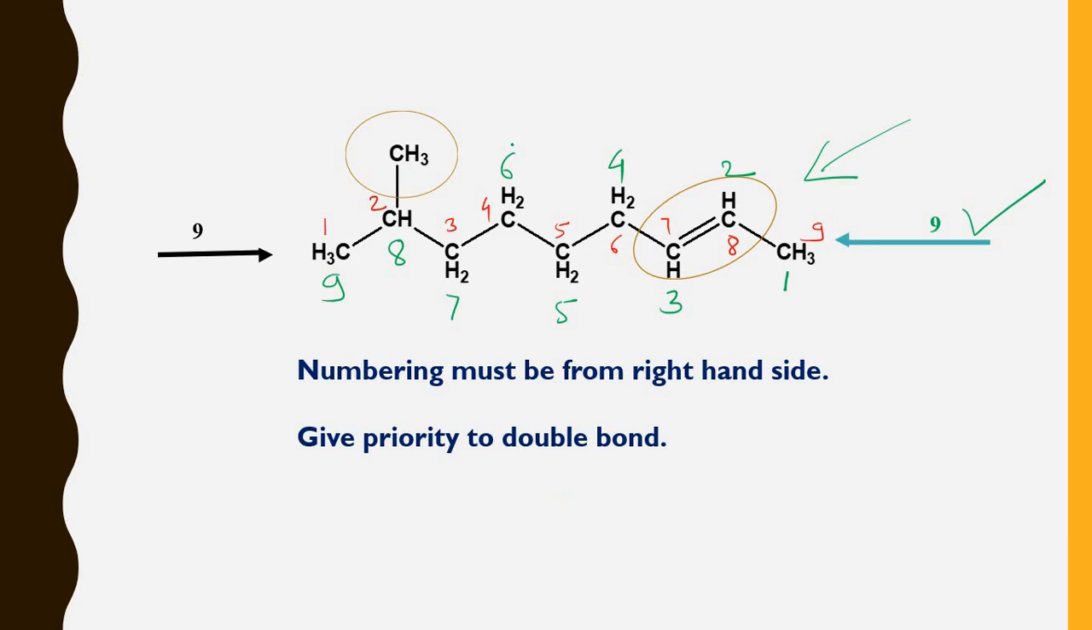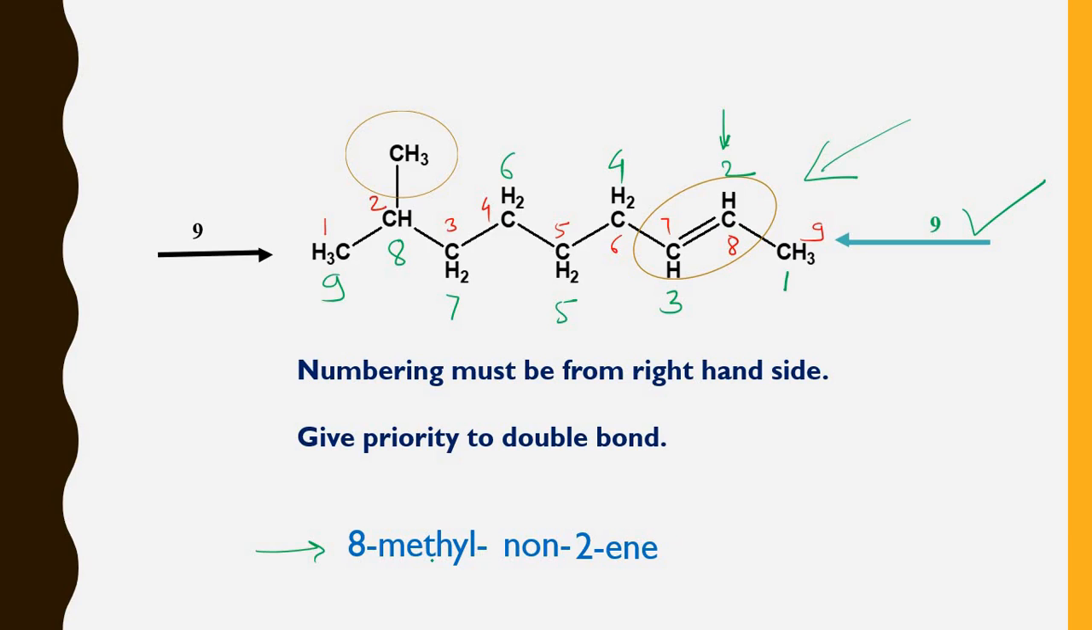So what is the name of the compound? This is the 8th position of this methyl group. That's why it is 8-methyl, and there are 9 carbon atoms, therefore it is non, and the position of the double bond is the 2nd position, that's why 2-ene. The name of the compound is 8-methylnon-2-ene.